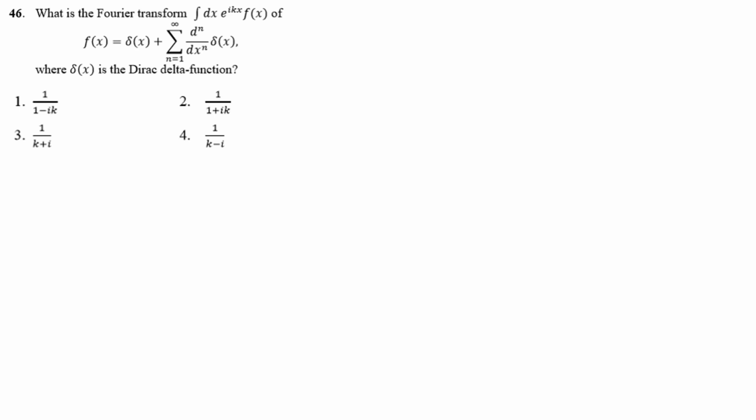Today we are going to solve one of the CSIR NET problems. This problem came in June 2016. This particular problem is in part C. It states: what is the Fourier transform of this function f of x, which is given as a delta function plus the summation series of derivatives of delta functions? Okay, so how to solve this particular problem?